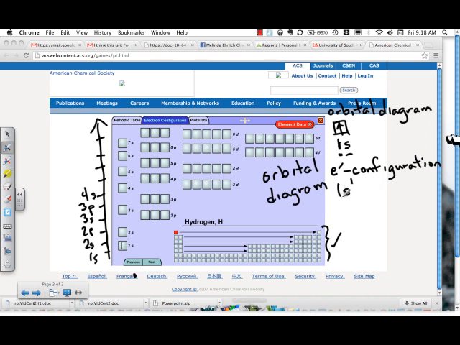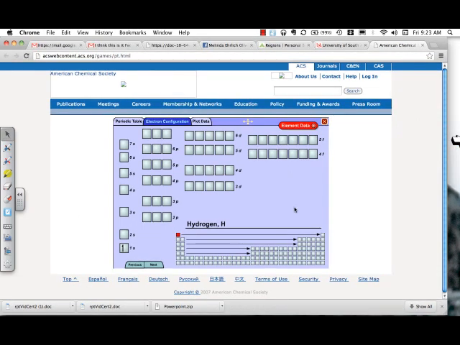All right, so there's the orbital diagram for hydrogen. There is the electron configuration for hydrogen. I won't be able to draw here, but we'll do a little bit here and then go back to the other page. All right, so hydrogen's taken care of. We start down here. We only have one electron. We put one arrow in the box.